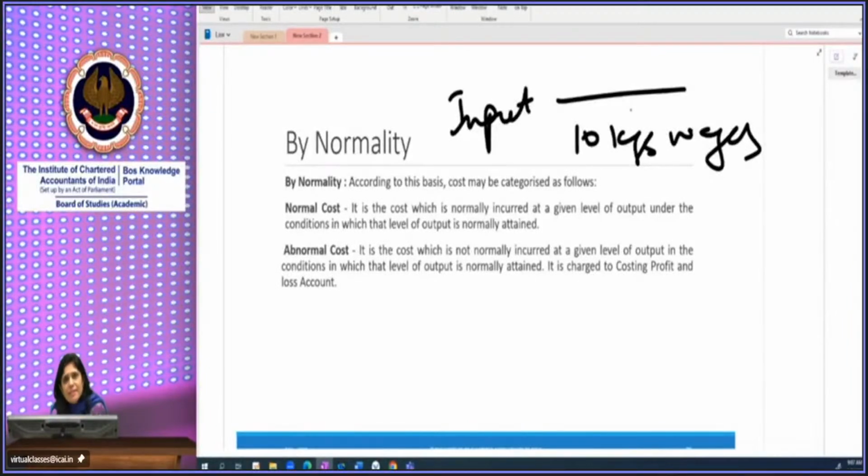Something which just happened this time, it never happened and it should not happen, is abnormal cost. Let us say strikes or lockouts, or a fire is there in the department, so there was loss of stock. It will not happen every time. Clear? So normal cost is which has to happen every time in a normal process. Abnormal cost is which is not normally incurred, but due to extraordinary circumstance it is incurred, but next time it will not be incurred. So every abnormal cost is charged to costing profit or loss account, which we will be understanding later. So every abnormal cost is charged to costing profit or loss account. Clear?